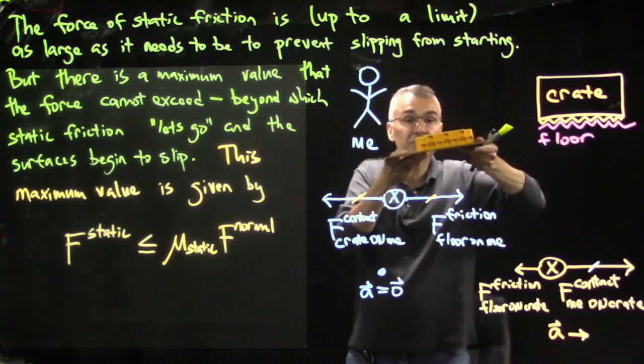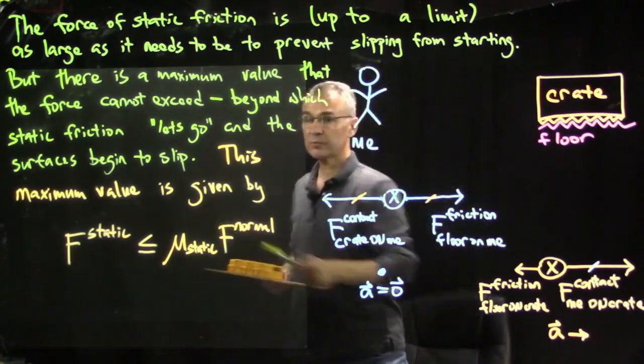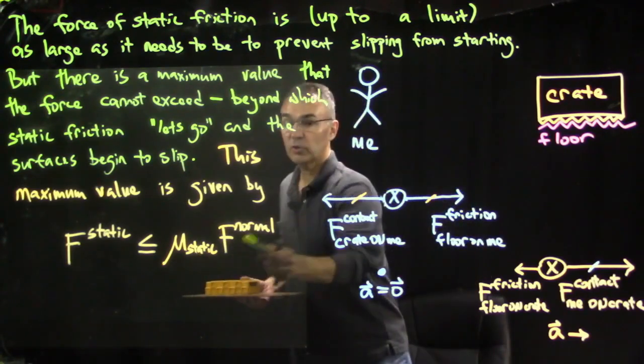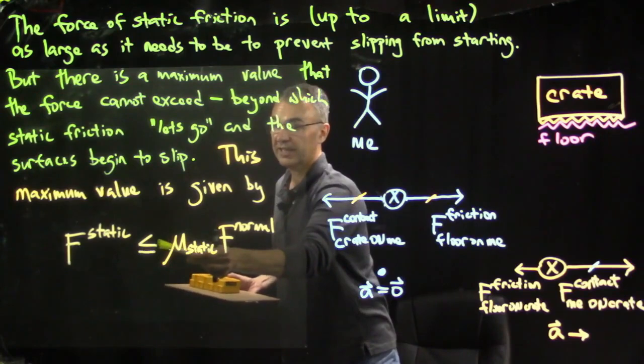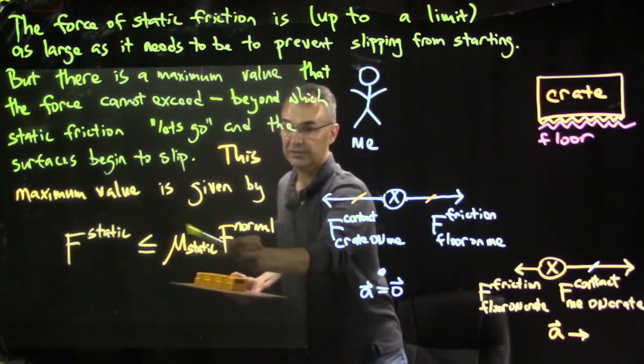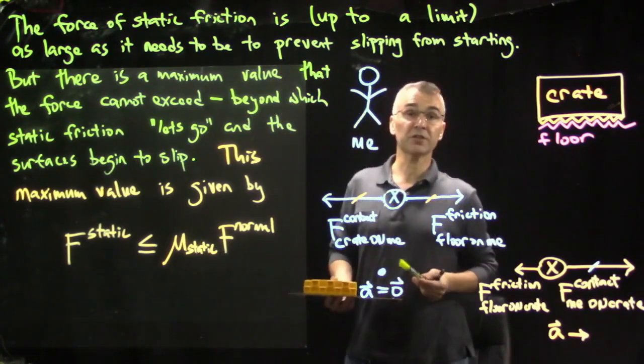So you can see there's no slipping, and then if I pull enough, you see the surfaces start to slip. So this maximum value is given by the normal force times the coefficient of static friction. So the static frictional force must be less than or equal to this dimensionless coefficient, it's just a number, no units, times the normal force. And what in the world is the normal force?